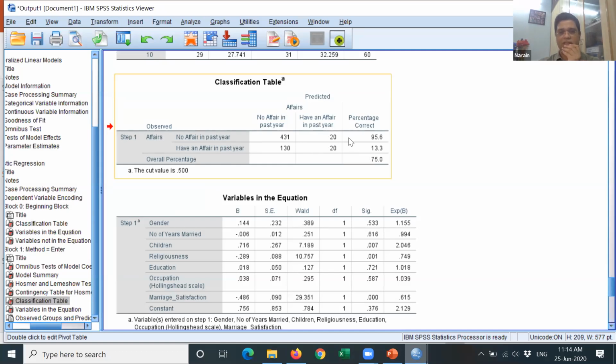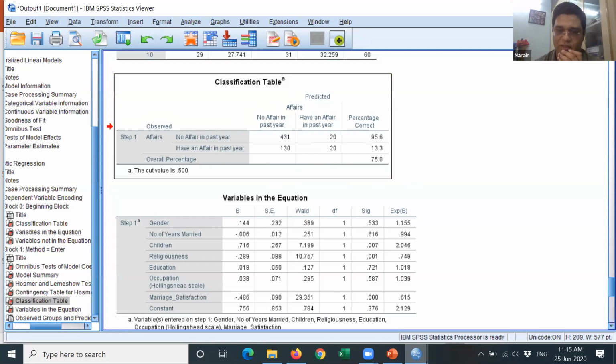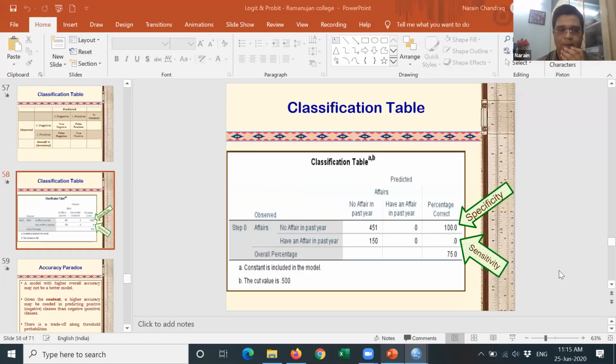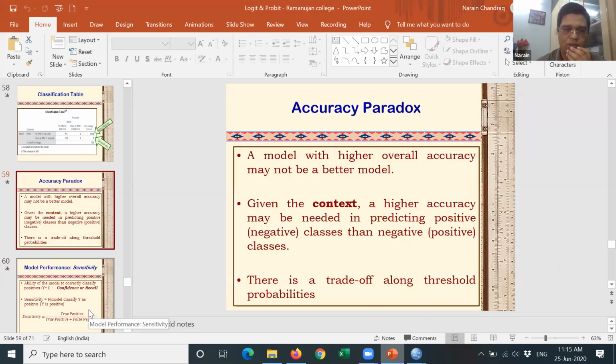So we get these percentages correct. 431 divided by 431 plus 20 is my percentage correct for the first, and here 20 divided by 150 is 13%. Overall, how much were we correct? Our correct count was 431 plus 20, which is 451, divided by the total number of observations, which is 601. So I was accurate to the extent of 75%. That's how the classification table tries to represent it. The same thing I refer to with a different data set, so we can predict based on that.